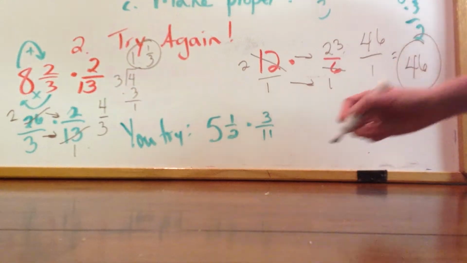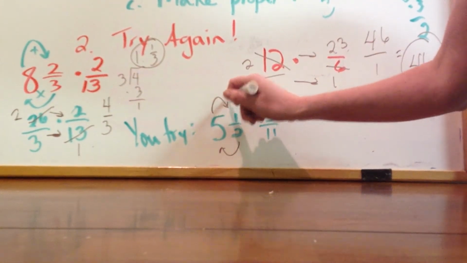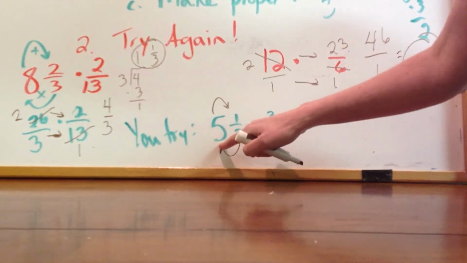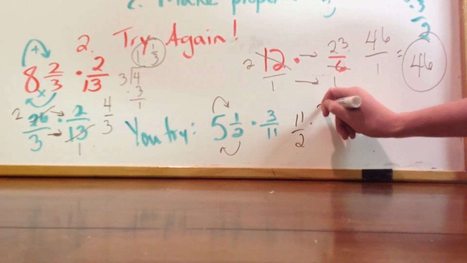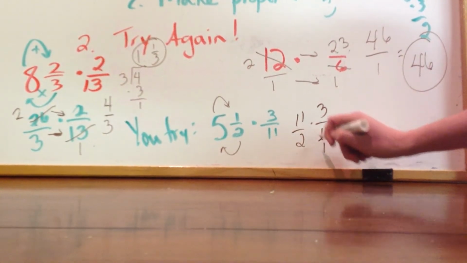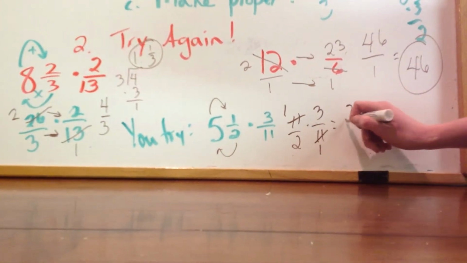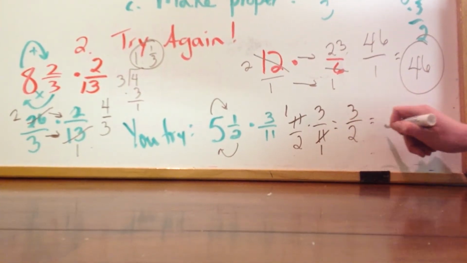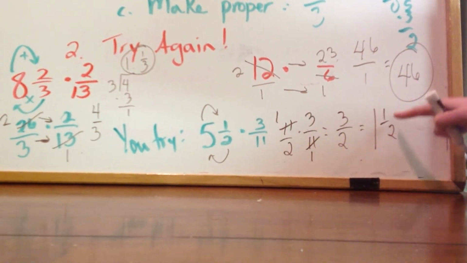Okay, you should be done. So you should have turned this into an improper fraction here using our little loop-de-loop. 2 times 5 is 10 plus 1 is 11, so we have 11 over 2 times 3 over 11. You should have cross-canceled your 11s. 11 goes in 11 once. You should have multiplied straight across and gotten 3 over 2, which you turn into a proper fraction of 1 1/2. 2 goes into 3 one time with 1 left over.